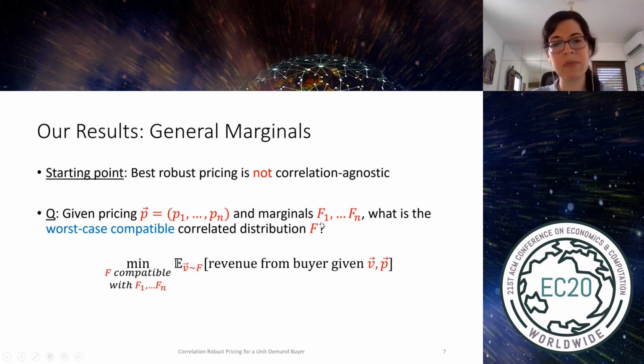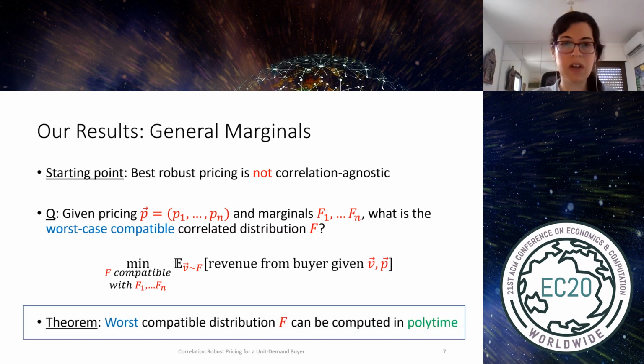Mathematically, we're trying to minimize over all capital F distributions, correlated distributions that are compatible with the marginals F sub 1 to F sub n. And what we're trying to minimize is the expected revenue from the buyer given the pricing when the buyer's value vector is drawn from F. Our first result is that the worst compatible distribution can be computed in polytime. Okay, this is if you're given pricing.